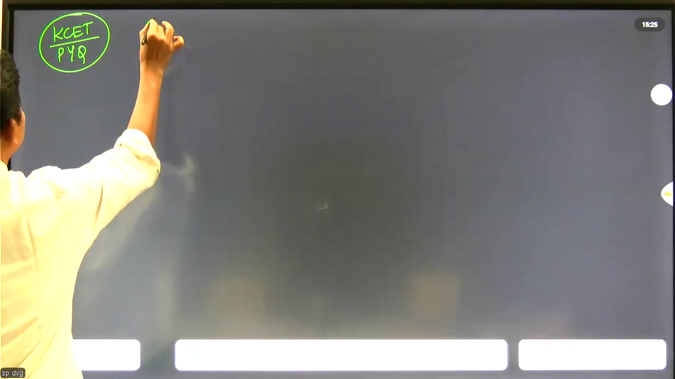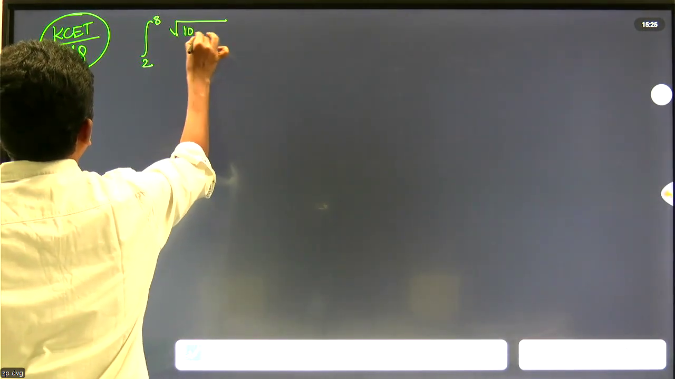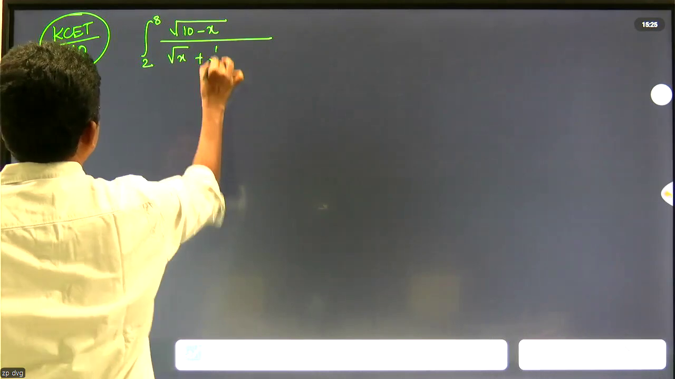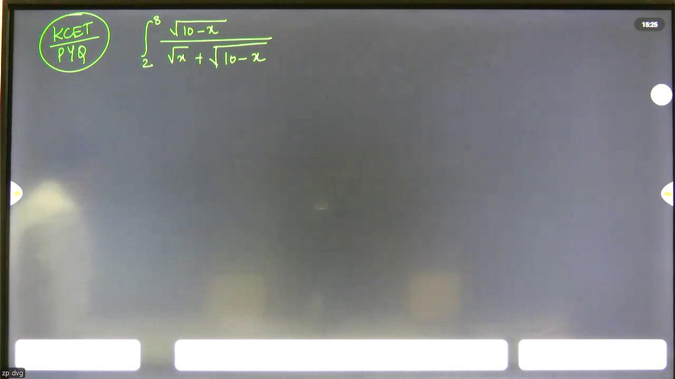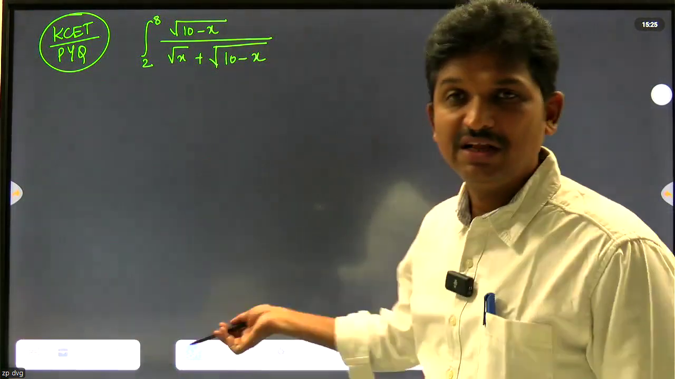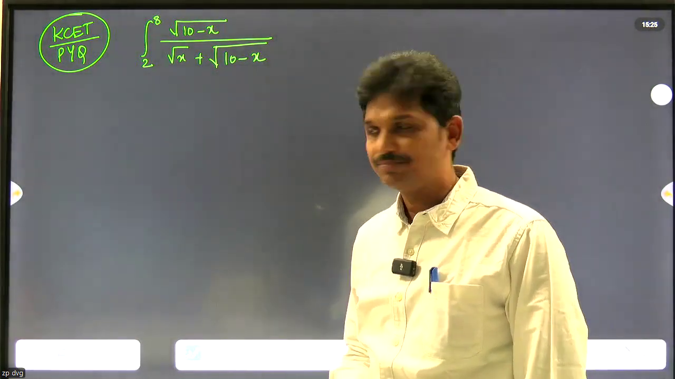The question is: integral of 2 to 8, root over 10 minus x divided by root x plus root 10 minus x. Regular method, you know what way I derived, the same procedure. But if you know that shortcut, directly you can write the answer.